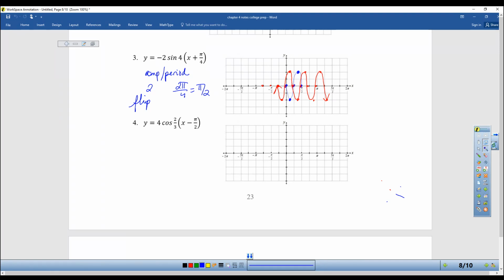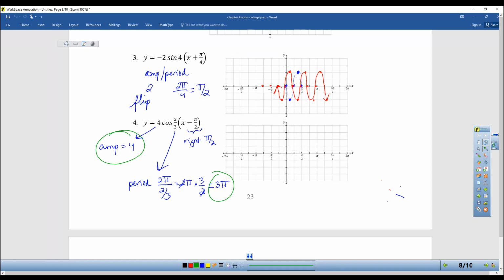Okay, I hope that you're trying these on your own and just checking your answers. But in case you're not, I'll do the next one for you. The amplitude is 4. It is going to the right, pi halves. And its period is normally 2 pi, but we're dividing by that number, which is 2/3. So that becomes 2 pi times 3 halves. I flipped and multiplied. My 2's cancel and I get 3 pi. So I personally do my first graph with amplitude and period.